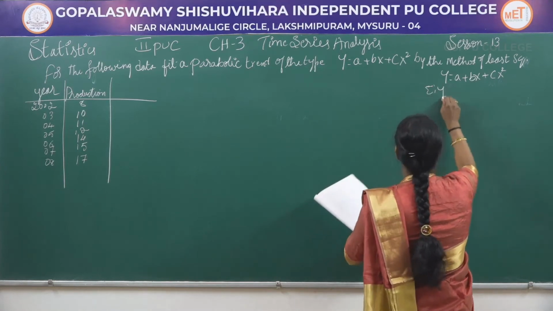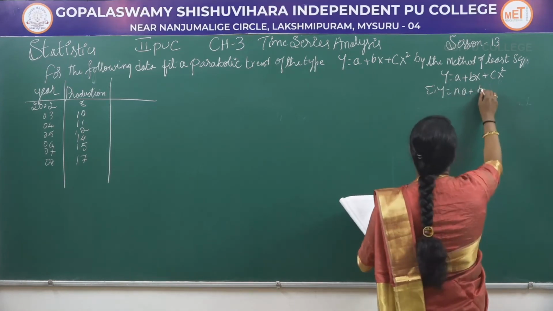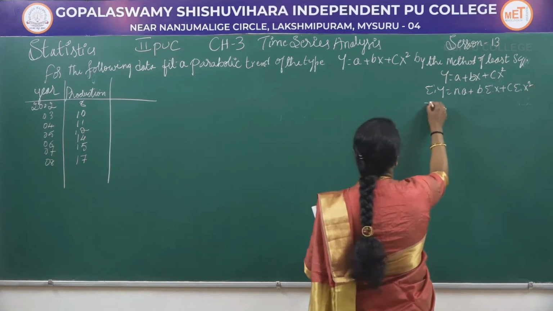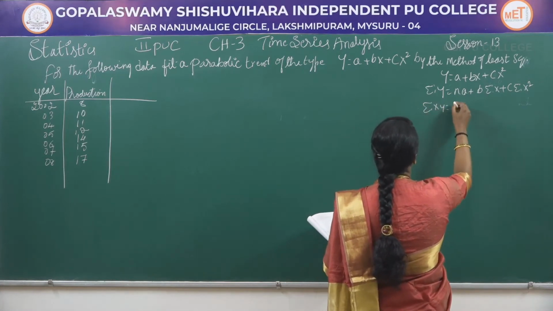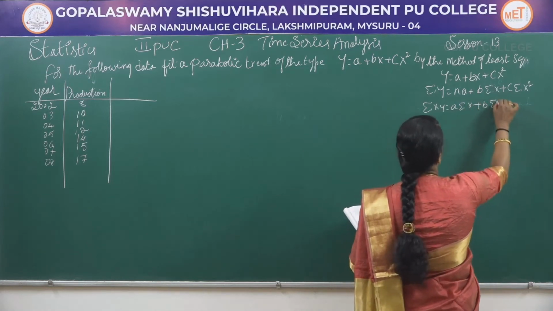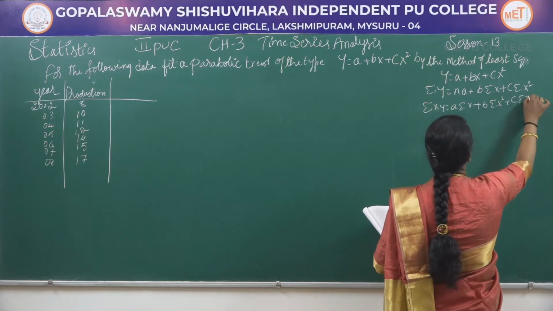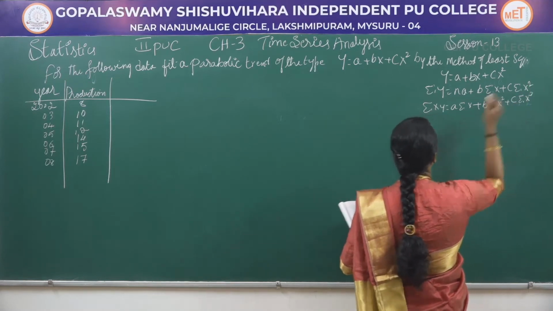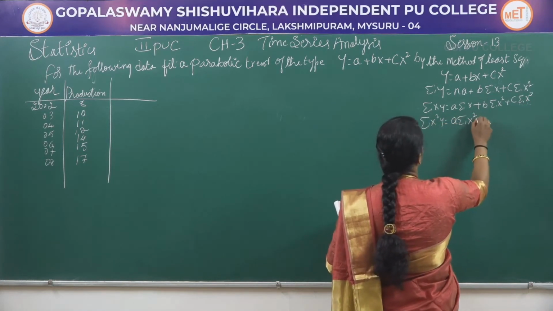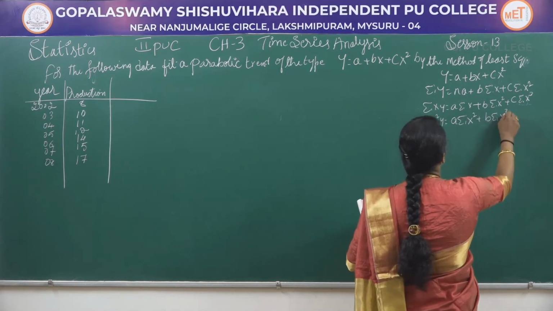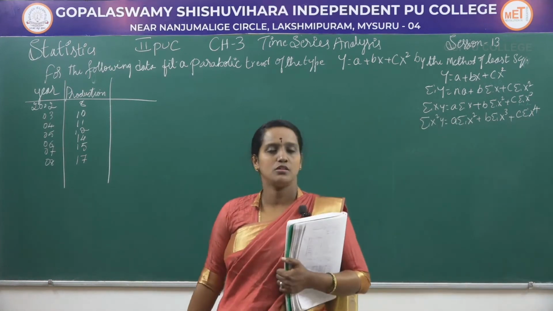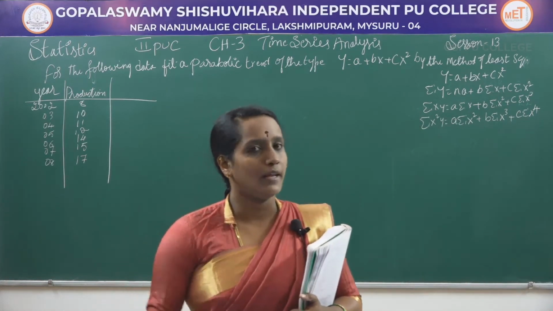This is summation y is equal to na plus b summation x plus c summation x square. Next is summation of xy is equal to a into summation x plus b into summation x square plus c into summation x cube. Next, summation of x square y is equal to a into summation x square plus b into summation x cube plus c into summation x power 4. So these three are the normal equations in parabolic trend.